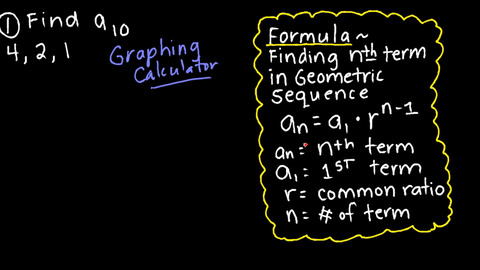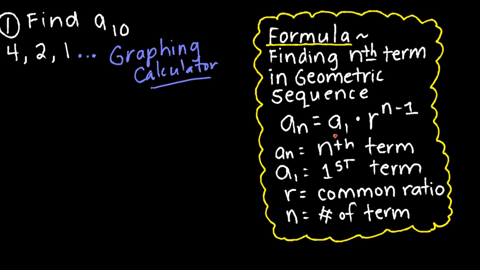The formula is a sub n. That's going to be what you're looking for. In this particular case, the example problem we have is to find a sub 10, which means to find the 10th term of this geometric sequence: 4, 2, 1, dot, dot, dot. So in the formula, I'm going to find the 10th term.